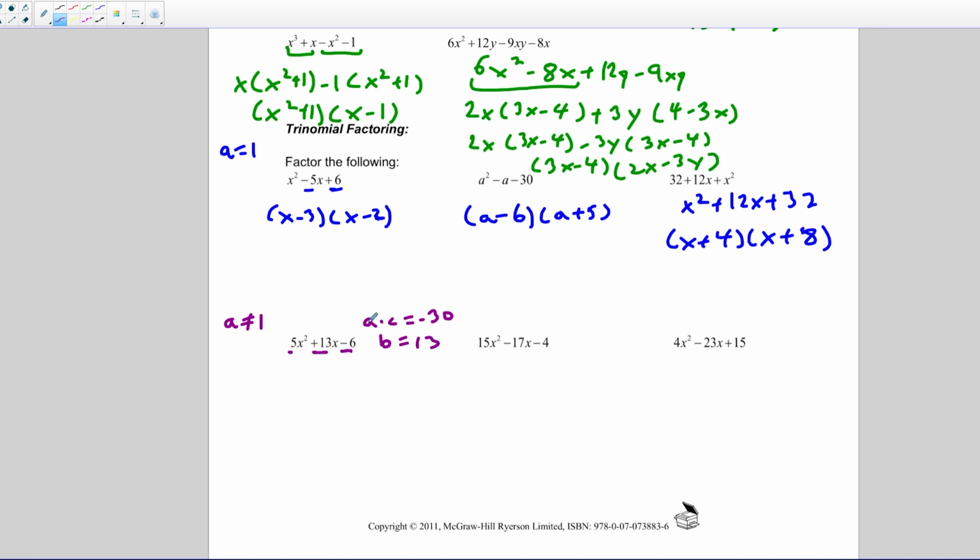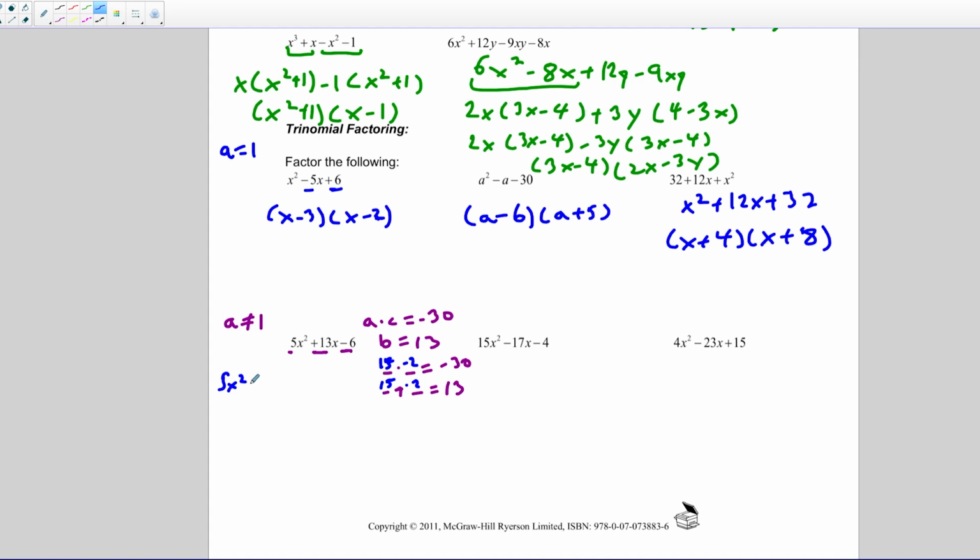So we want two numbers that multiply, so something times something gives you -30, and something plus something is equal to 13. So in this case, we have positive 15 and -2. So we can see that that kind of works out for us there. So we're going to go ahead and factor this using those two numbers.